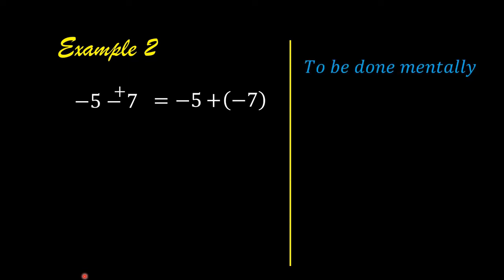To be done mentally, find the absolute value of negative 5 and the absolute value of negative 7. The absolute value of negative 5 is 5, and the absolute value of negative 7 is 7. If the numbers to be added have the same signs, add their absolute values. So 5 plus 7 is equal to 12.